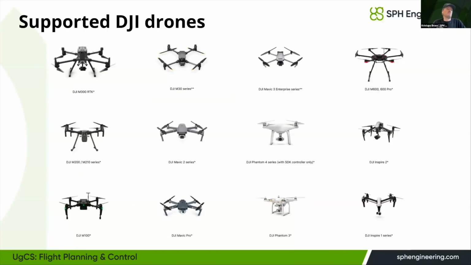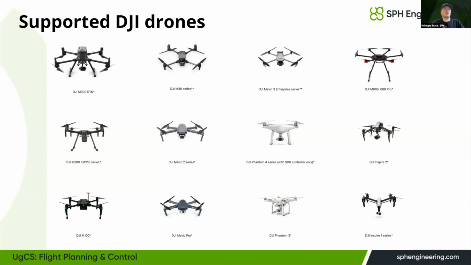A bit of a general overview of what drones are supported. So here is a list of drones supported from DJI. Currently, of course, DJI's main lineup is the M300, M30, and Mavic 3 Enterprise. I know for LiDAR, many guys still use the DJI M600 drone. So this is also, of course, supported along with other drones, which you can see here on the screen.